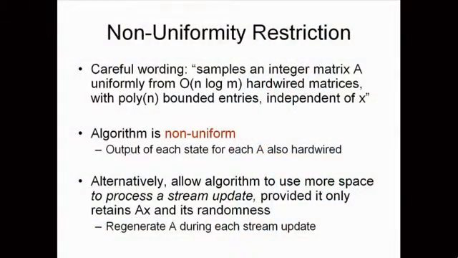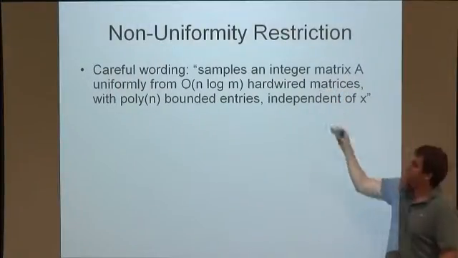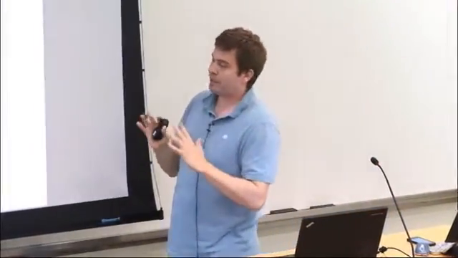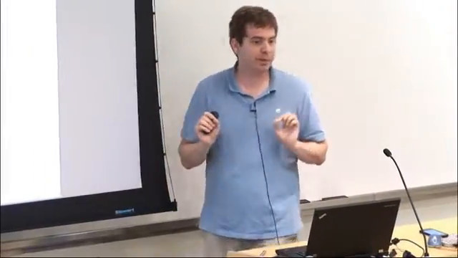So let me describe the non-uniformity now in more detail. As I said, what you do is you sample this integer matrix A uniformly from a small number of hardwired matrices with poly n integer bounded entries. And not only is the non-uniformity there, in that we don't know how to store these matrices A in low space, but we don't even know how to store the output function of the streaming algorithm in low space. So this needs to be hardwired as well.